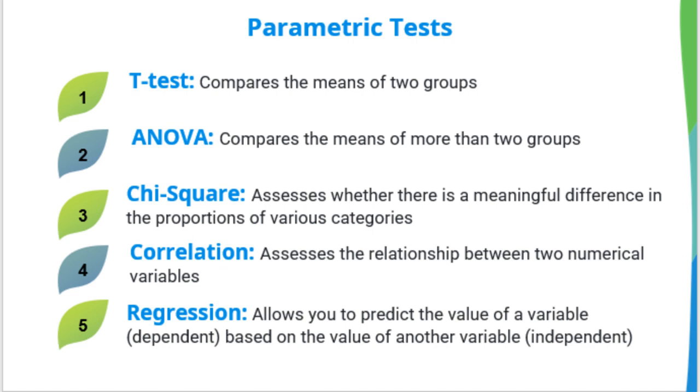All right, and we have regression, which allows us to predict the value of a variable, which is called the dependent variable, based on the value of another variable called the independent variable. So while one variable is held constant, we look at what happens to the other variable. So that is the power of regression. We're going to see an example of that later in R.